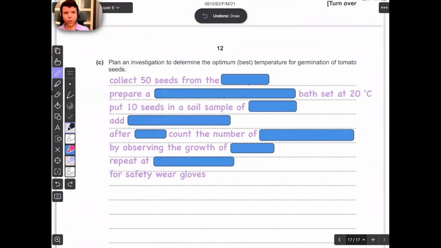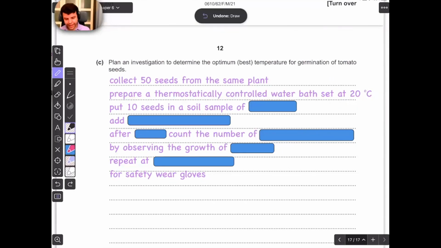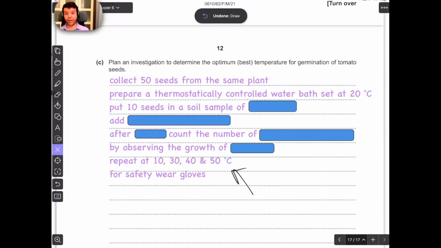so like 50 seeds. Where am I going to collect them from? I'm going to collect them all from one tomato plant. And then I'm going to prepare what? I'm going to prepare water baths. Those water baths we always mention as thermostatically controlled. I'm going to do it first at 20. And look, at the end of my planning, I'm going to say repeat at the other temperatures.